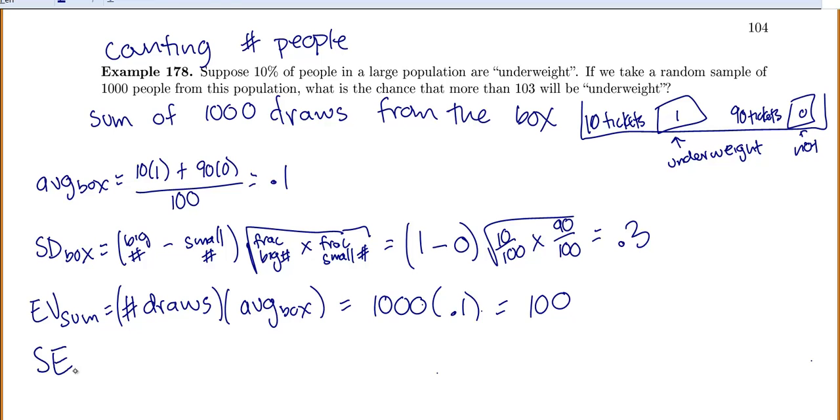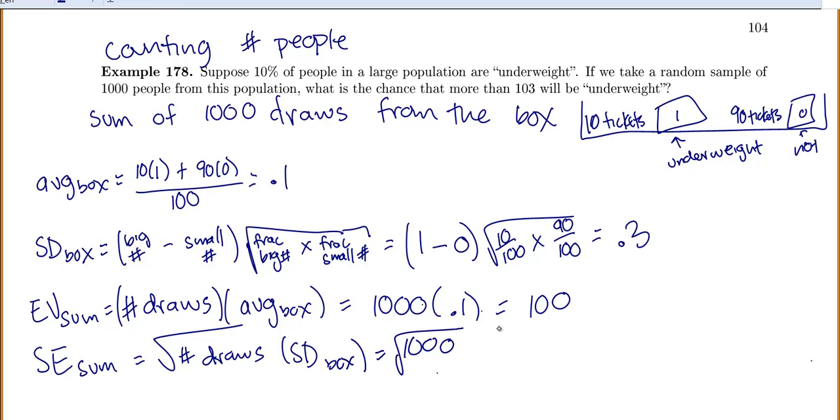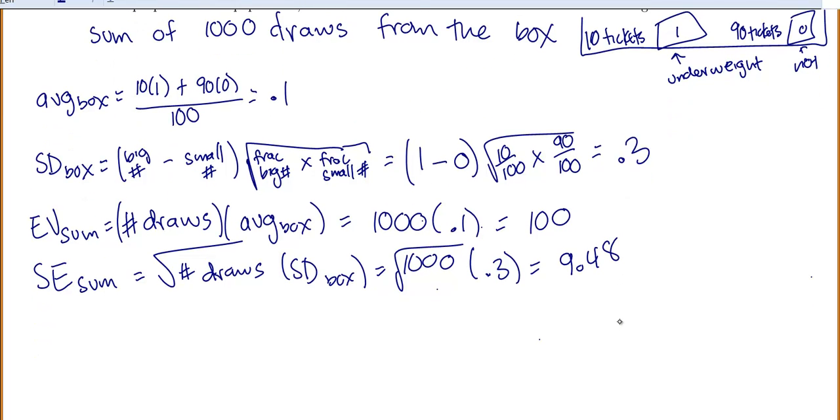The standard error for the sum equals the square root of the number of draws times the standard deviation of the box, so the square root of 1,000 times the standard deviation of 0.3 gives me 9.48. So we expect about 100 underweight people, plus or minus 9.48.